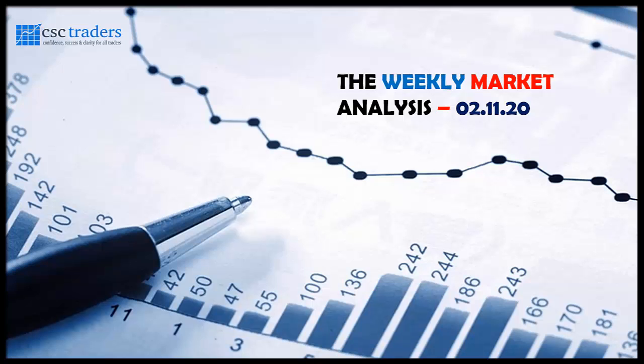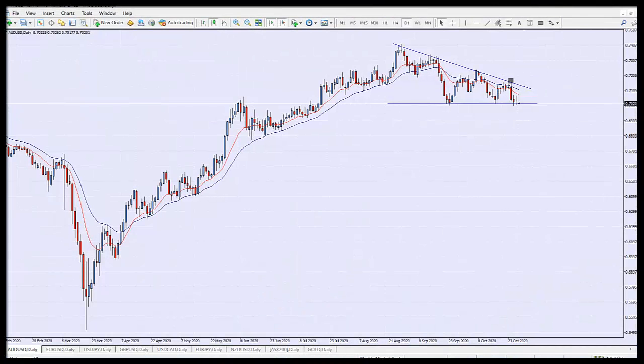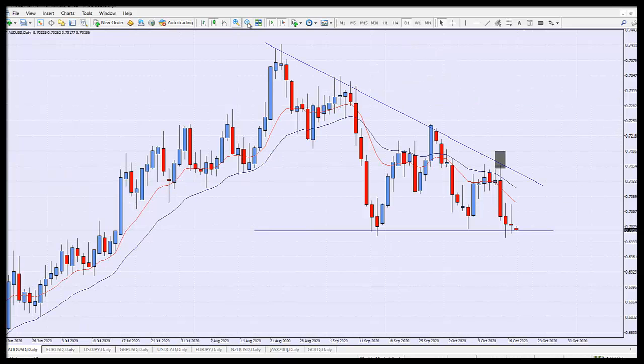All right, let's just jump straight into it. Bring up my chart and let's get going. We'll kick off with the Aussie US dollar. This is what I'm looking at the moment. That's the chart. Let me zoom in a little bit.